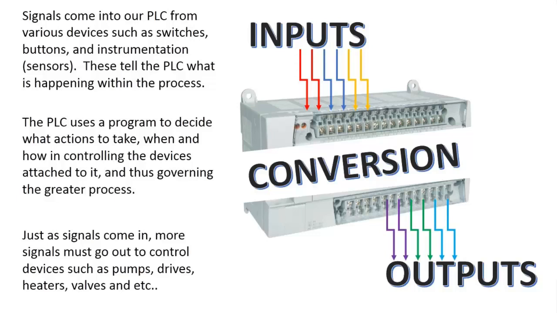The signals coming into our PLC, which tell it what's happening in the process around it, are called inputs. And one of the first things that a programmer needs to understand when they're first learning about PLCs is I/O. How do I get information into my PLC, and how do I control things around me?